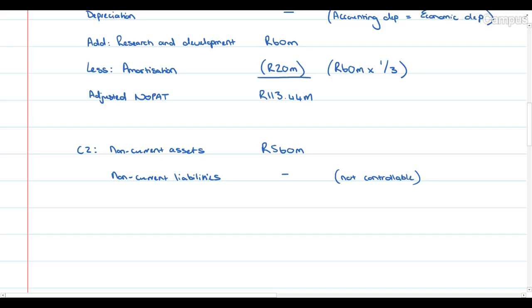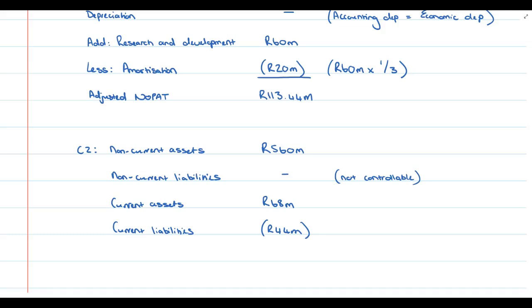All right. We then take the current assets into account. And current assets are 68 million rand. And current liabilities is 44 million rand. All right, so that gives us capital employed. It's your total assets minus current liabilities.